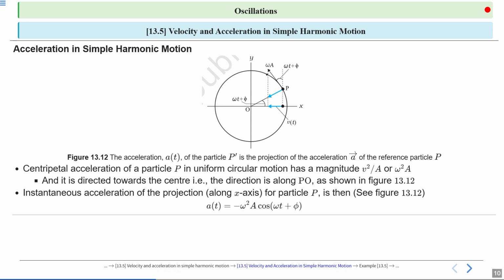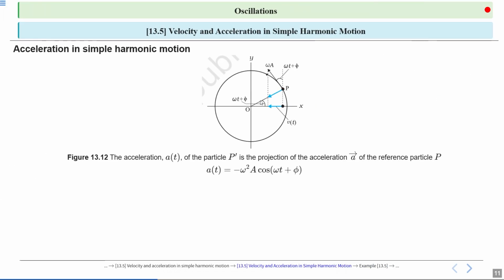So the formula for acceleration in SHM is a of t equal to minus omega square A cos(omega t plus phi). Here the negative sign shows that the acceleration is always directed opposite to the displacement, pulling the particle back toward the center. For example, if omega is 2 radians per second, A is 0.5 meters and phi is 0, then at t equal to 0, the acceleration would be minus 2 square times 0.5 times cos 0, which is minus 2 meters per second square.